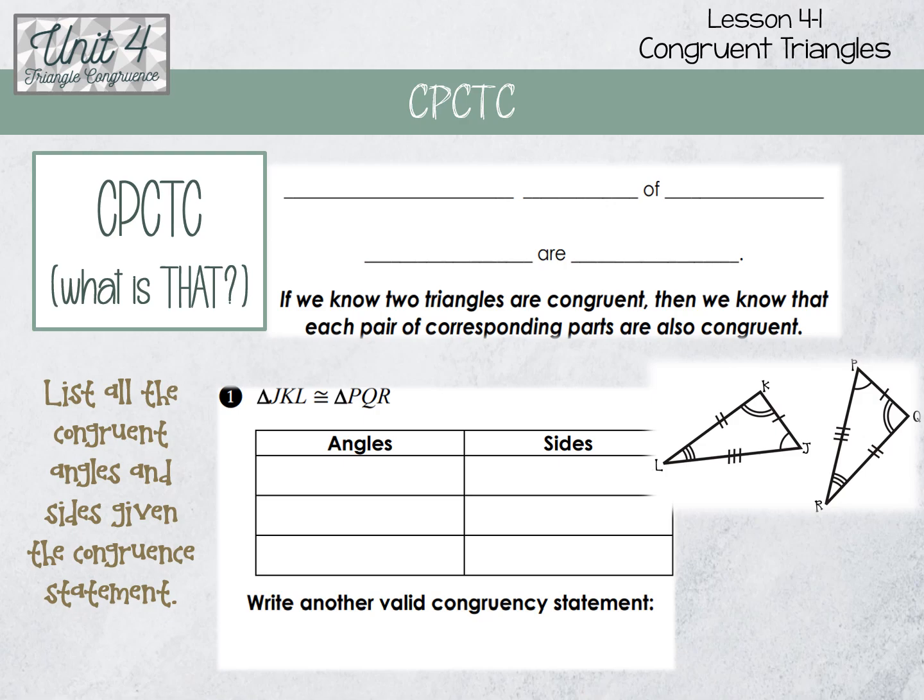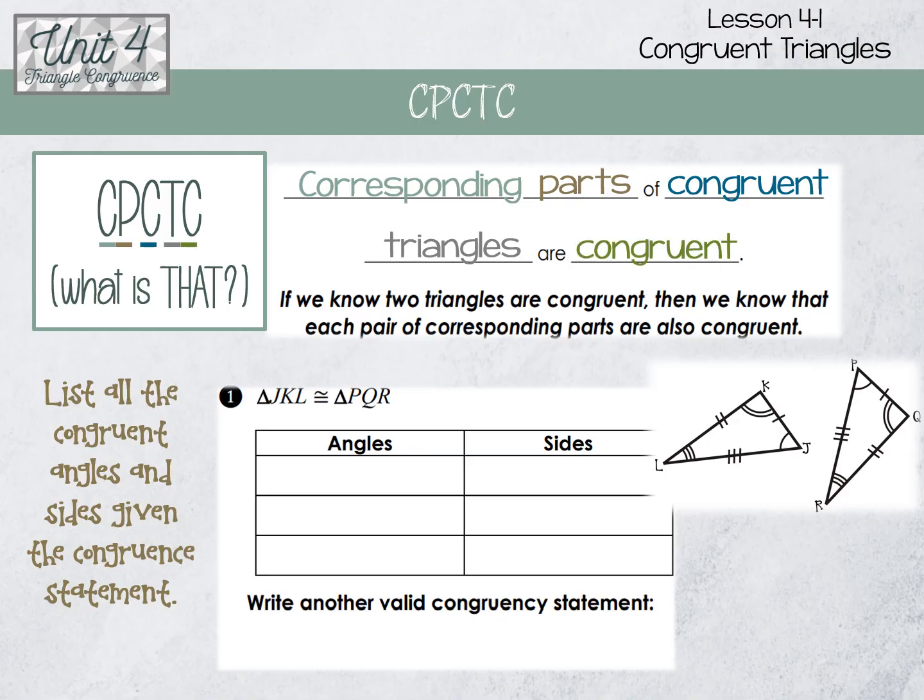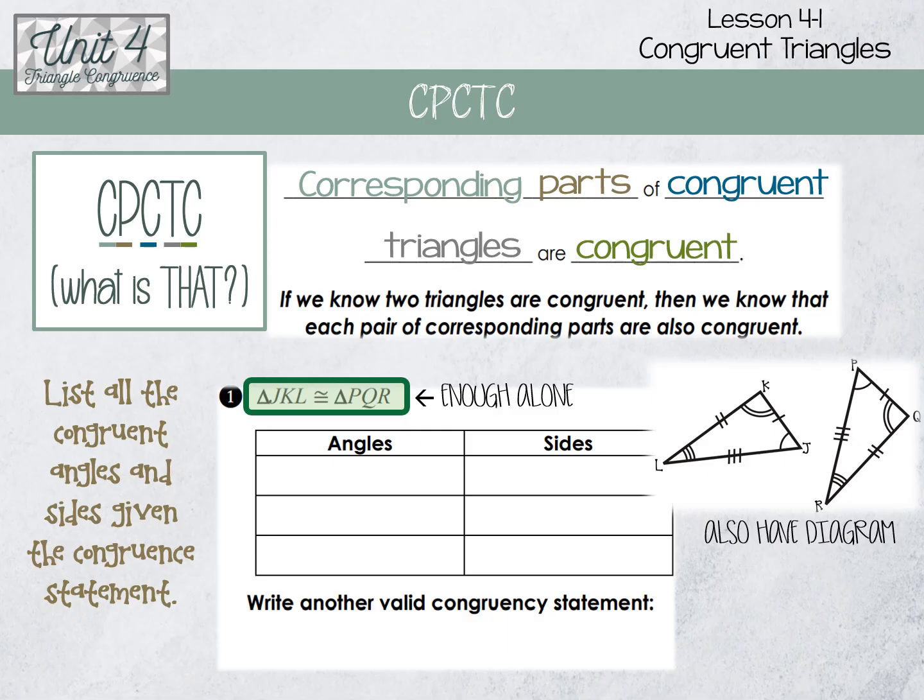CPCTC, what is that? Corresponding is the first C. P is parts. C again is congruent, and then triangles are congruent. So corresponding parts of congruent triangles are congruent. So if we know two triangles are congruent, then we know that each pair of corresponding parts are also congruent. We have a congruency statement. This is enough all by itself, but we're also given a diagram. So if the visual helps you more, then use the visual. Sides might be easier using the visual.